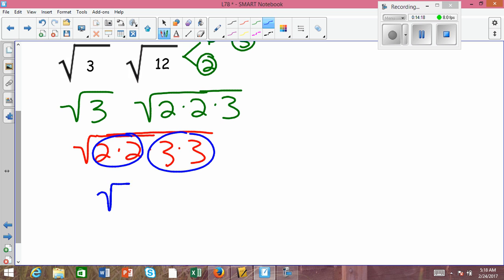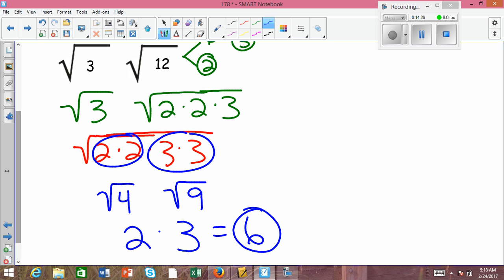This is looked at as the square root of 4. This is looked at as the square root of 9. Do we know the square root of 4? Yes, it is 2. Do we know the square root of 9? 3. So our answer is 6. We could also take out groups. So here I could have taken out a 2, and I could have taken out a 3, and I would have gotten 6 right away as well.